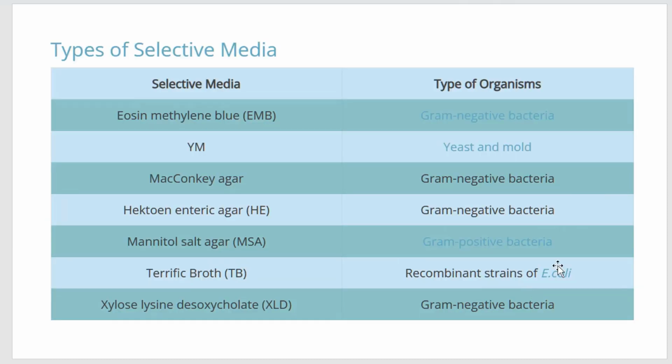And we also have selective media, which consists of eosin methylene blue for gram-negative bacteria, YM for yeast and mold, and MacConkey agar again, which allows the growth of only gram-negative bacteria, not the gram-positive. Even HE medium is for gram-negative bacteria. Mannitol salt agar, on the other hand, is used for selection of gram-positive bacteria. Terrific broth is for recombinant strains of E. coli, and XLD is for gram-negative bacteria.